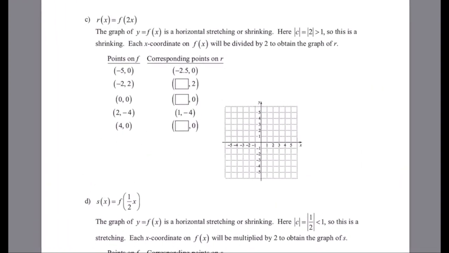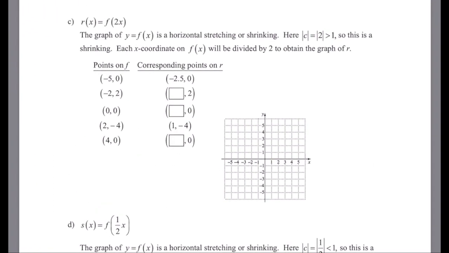This time, let's multiply on the inside of our function. Here we have f of 2x. So since this number on the inside of our function is 2, and 2 is greater than 1, we know that we are going to horizontally shrink based on our definitions. If we're horizontally shrinking, that means that our x value is going to be changed. So we need to divide each x coordinate by 2, where our y coordinate this time will stay the same.